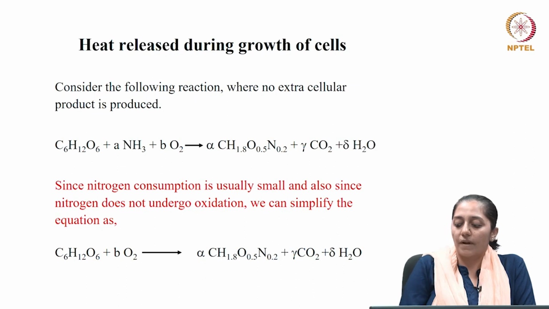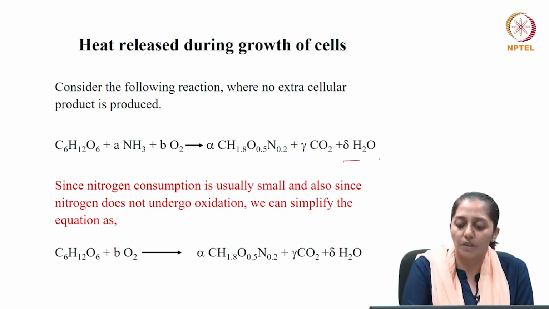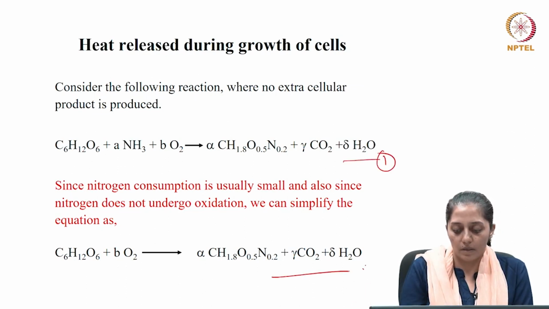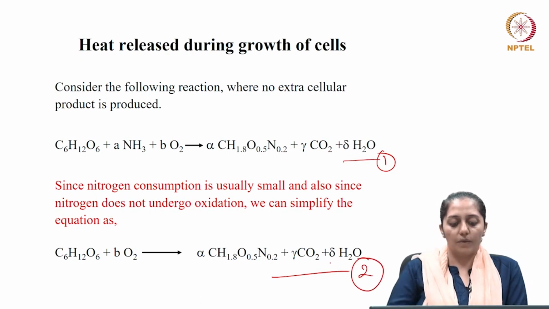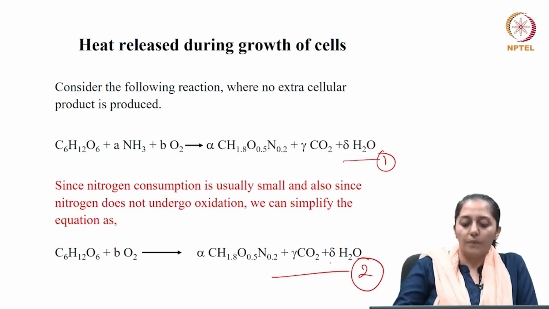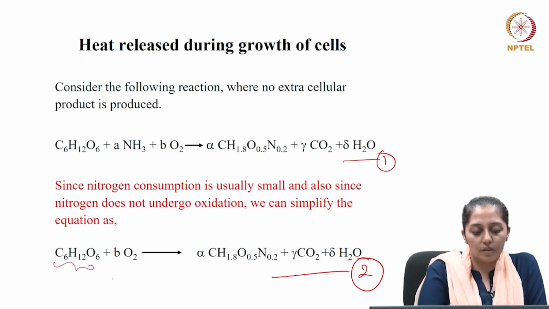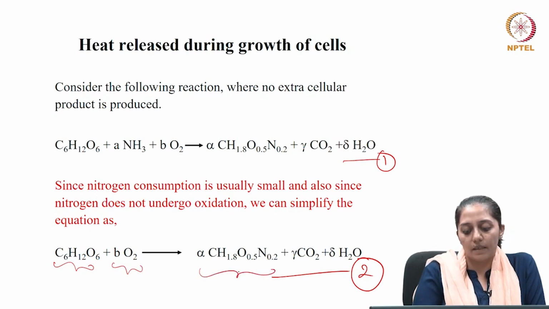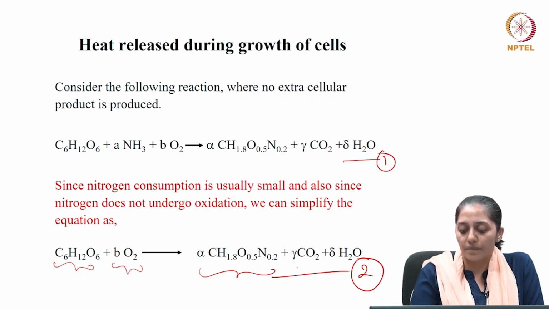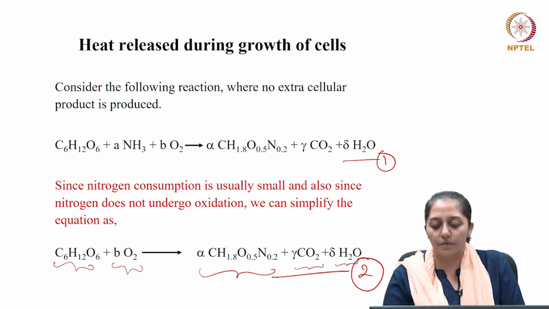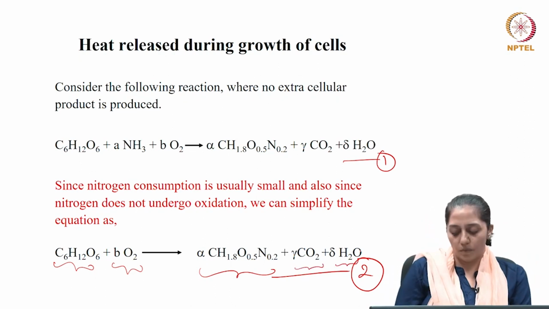So, we can simplify the first equation shown here in terms of the second equation, where your first term is your carbon source, glucose given here, which is oxidized, and then it gives the biomass. So, this is the molecular formula for biomass, especially this is for bacteria, microbes, and then these are the products of fermentation, the CO2 and water vapor.